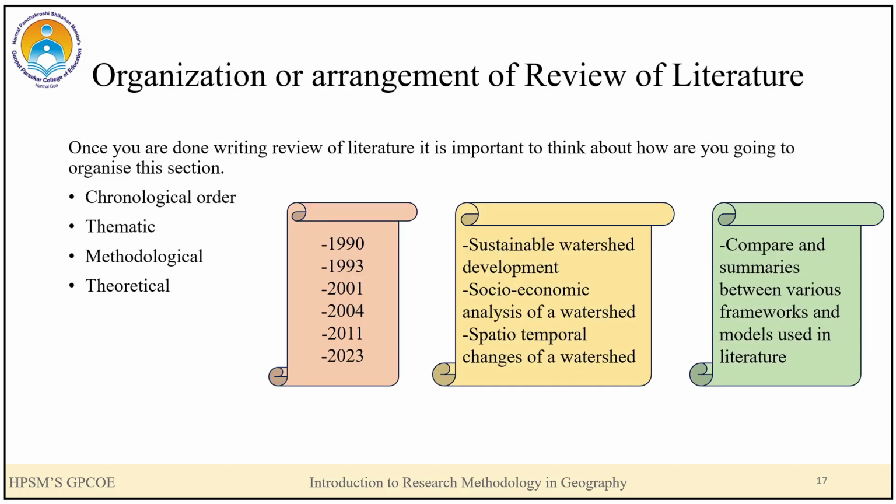Now, organization or arrangement of review of literature is very important. You can organize review of literature in chronological order. You can also organize it thematically, based on topics like sustainable watershed development, socio-economic analysis of a watershed, spatial temporal changes of a watershed, and on the basis of methodology also you can organize a review of literature.